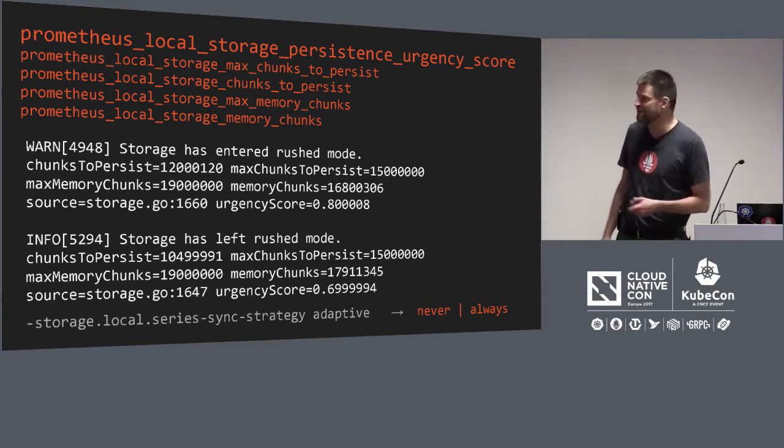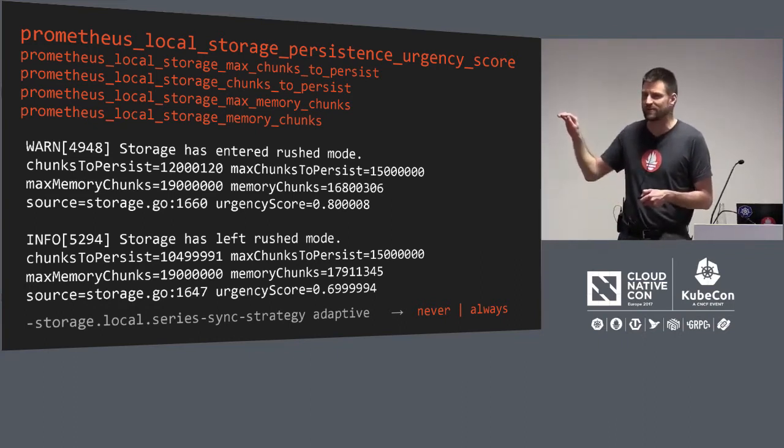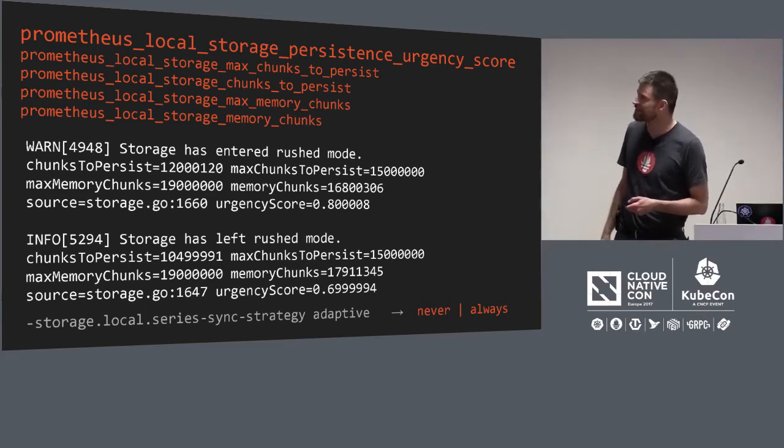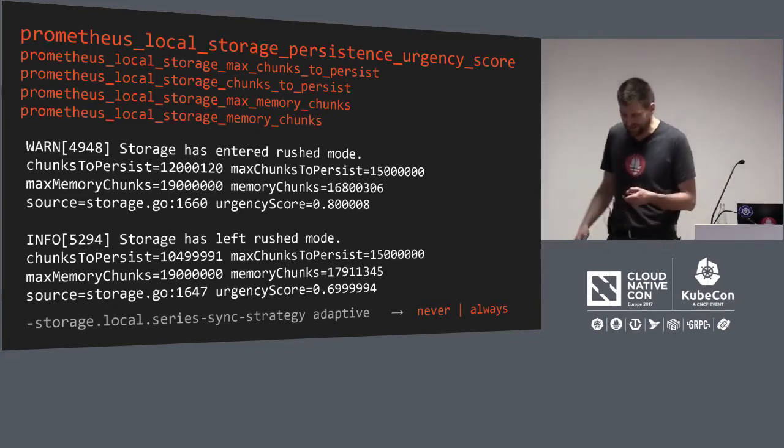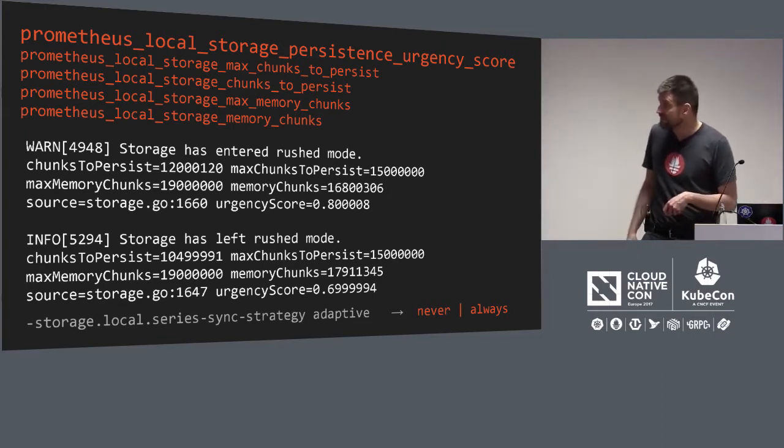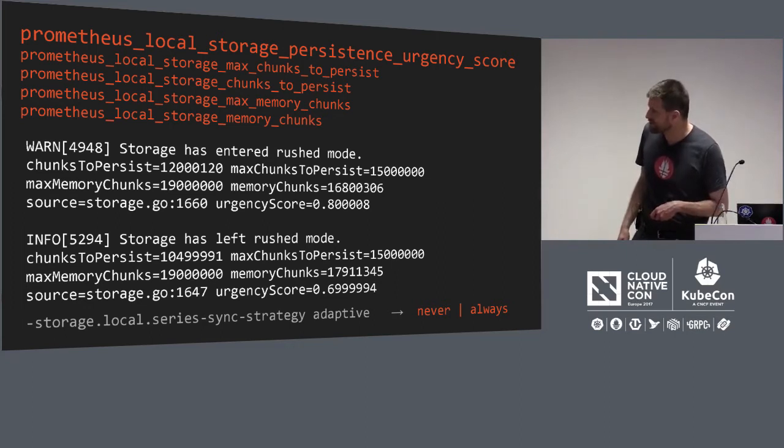What should never happen is you reach 0.8, you go into rush mode, and the urgency score goes up and up and up and up all the time. Then you are in trouble. Predict linear, by the way, comes in handy if you want to alert on that. If you really hit one, something bad happens. But I want to show you this one more flag.